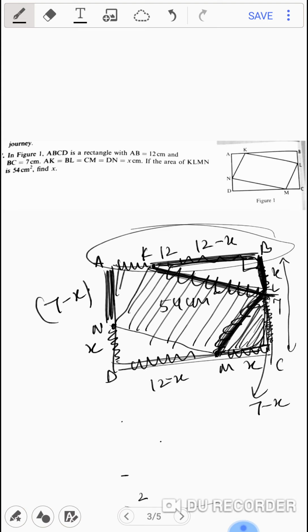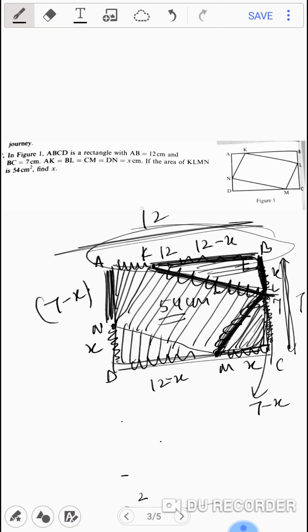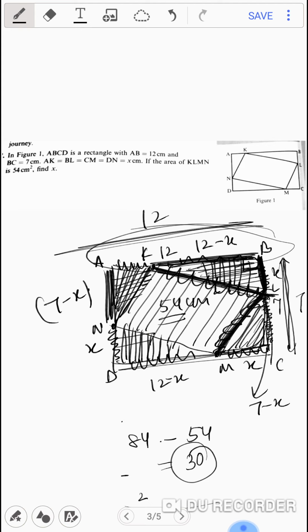Now four triangles are here, which are right angle triangles, and inside area is given as 54. Outside area, as we know, AB is 12 and BC is 7, so that will be 12 into 7, 84. So if I just take the 54 and 84 and subtract, I'll get 30. That will be the area of all these 4 right angle triangles. Can you understand that? Okay.